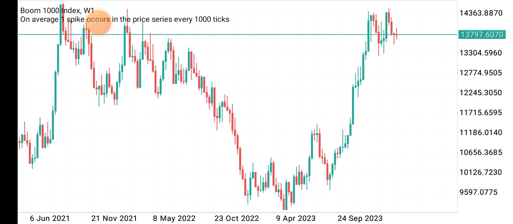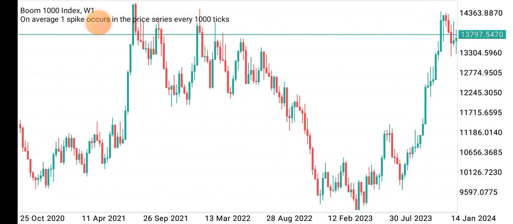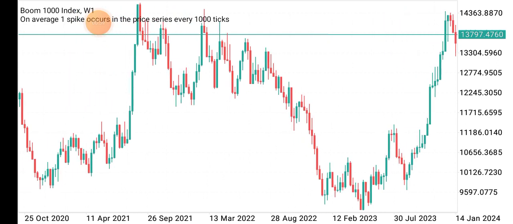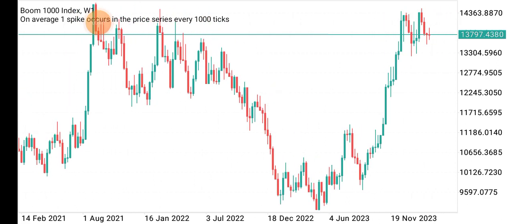Like right now I am on the weekly time frame. This is Boom 1000 and I am on the weekly time frame. It's a very high time frame. So the structures I find here on this weekly time frame is what will determine if the market is in a strong trend on lower time frames.